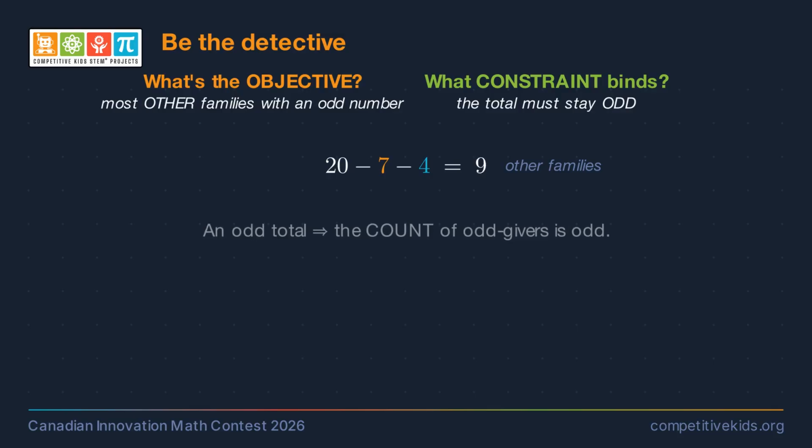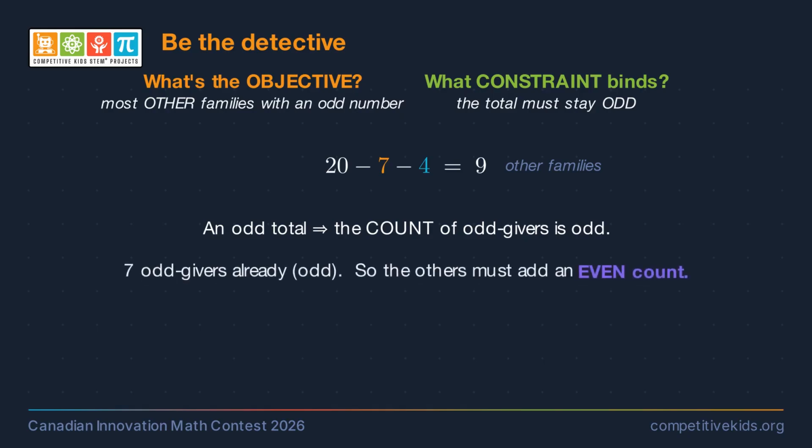Here is the hidden rule. An odd total means the count of odd givers must itself be odd. 7 families already give an odd number, and 7 is odd. So the others must add an even count to keep the whole thing odd. So we want the greatest even number that is 9 or less.